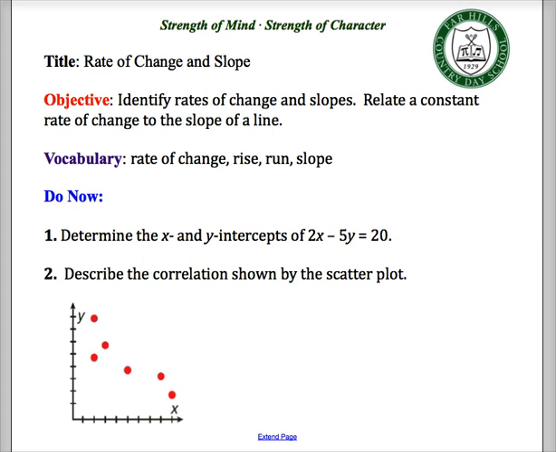Today we're going to be talking about how to identify rates of change and slopes and how to relate a constant rate of change to the slope of a line.